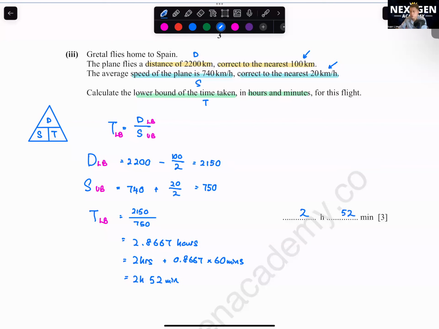Yeah, okay. Just take the ratio, the decimal, multiply by 60, because 1 hour is 60 minutes.